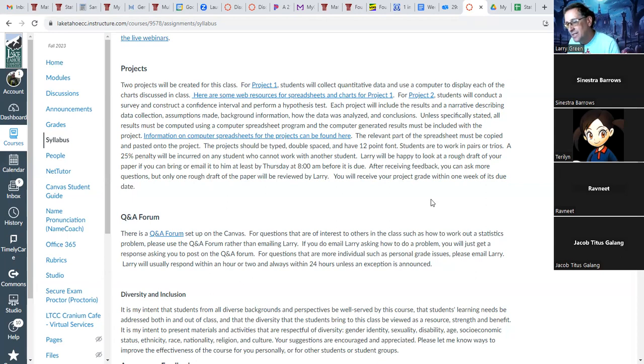Project 2 is all about the confidence interval and the hypothesis test, which will be for a difference, which we're not ready to talk about yet, because that's next week. Any questions on that idea?